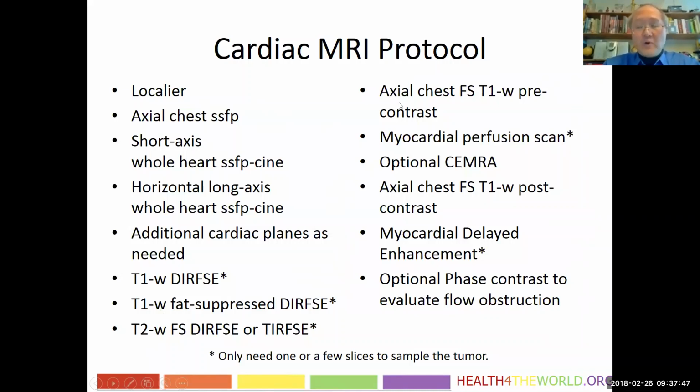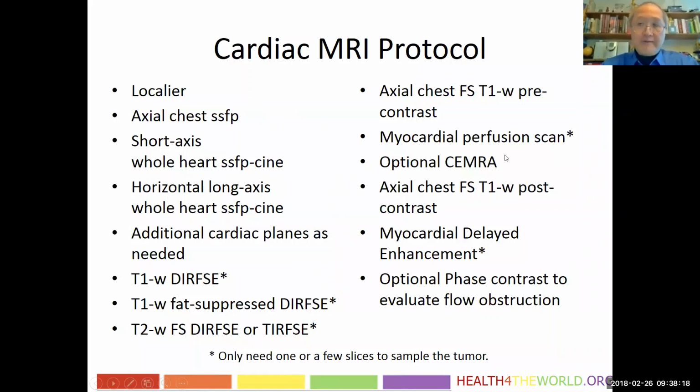After that, I usually do a whole chest axial 3D fat-suppressed T1 weighted pre-contrast series. It's a fairly fast sequence, a single breath hold, and gives you at least some information about native signal intensity outside of the heart. Then I'll proceed to a myocardial perfusion scan. I would opt to do the perfusion scan over the contrast-enhanced MRA if you can only give the contrast once. Both of these are first-pass approaches, unfortunately.